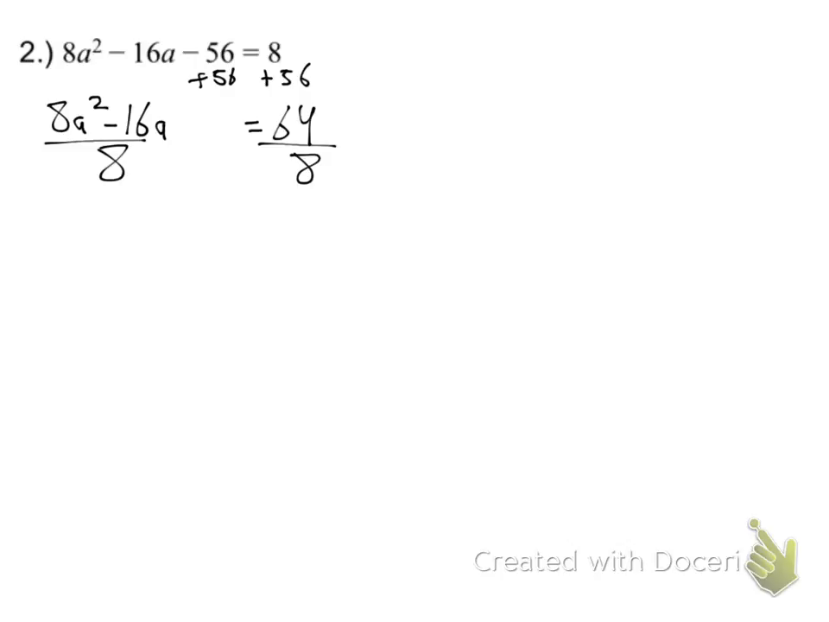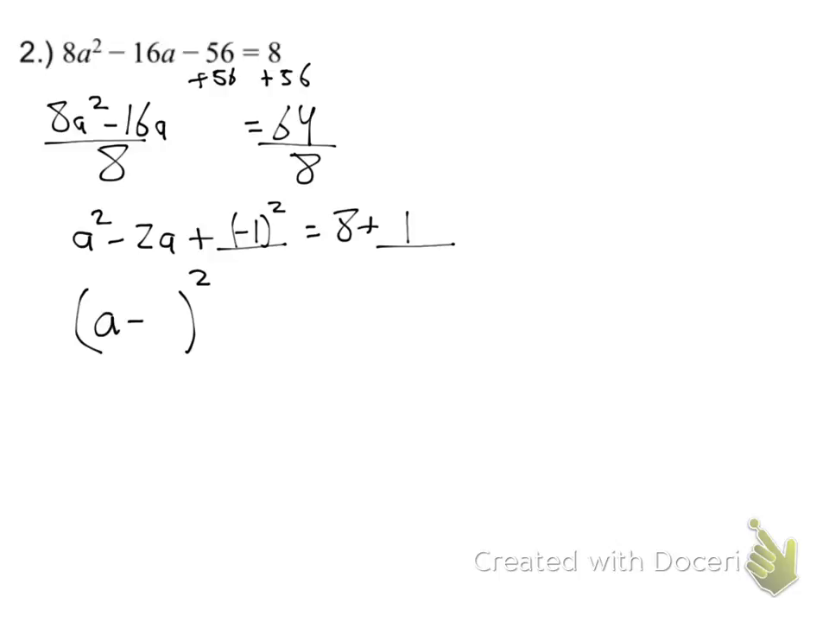So 8 divided by 8 is 1 now. Minus 2a plus something is equal to 8 plus something. Divide by 2. Now b is negative 2. What's half of negative 2? Negative 1. It's negative 1 squared. And negative 1 squared is? 1. So when I go to factor that left side, it's a minus 1 squared equals 9.